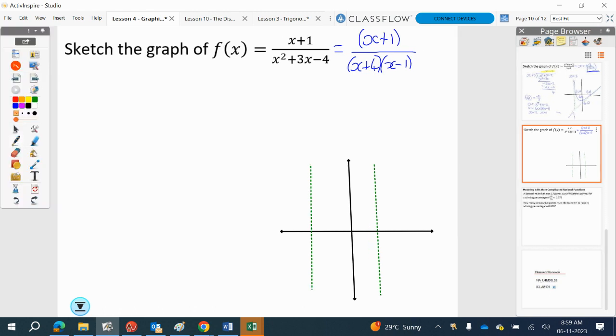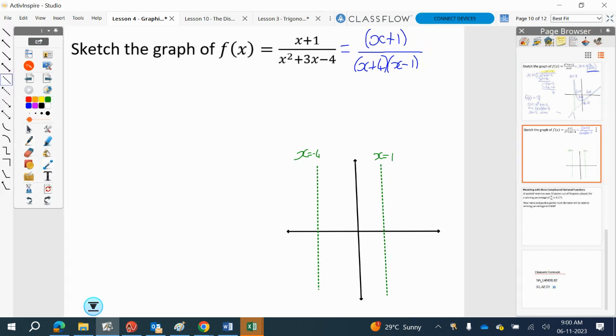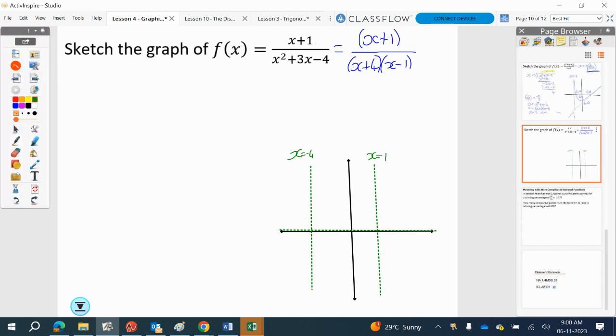So we've got asymptotes at x equals minus 4, x equals 1. These are our asymptotes. How is it going to look? We can see the horizontal asymptote as well, can't we? 0. Why is it 0? Because the denominator's degree is greater. The degree of the polynomial in the denominator is bigger than the degree of the polynomial in the numerator, so the horizontal asymptote is y equals 0.